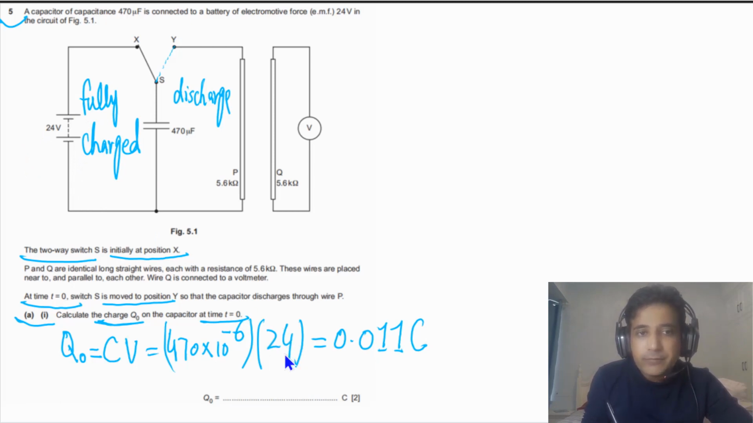So the final answer also should have the least number of significant figures. So the final answer for this one is 0.011 coulomb. So this is our final answer. This question has 2 marks.